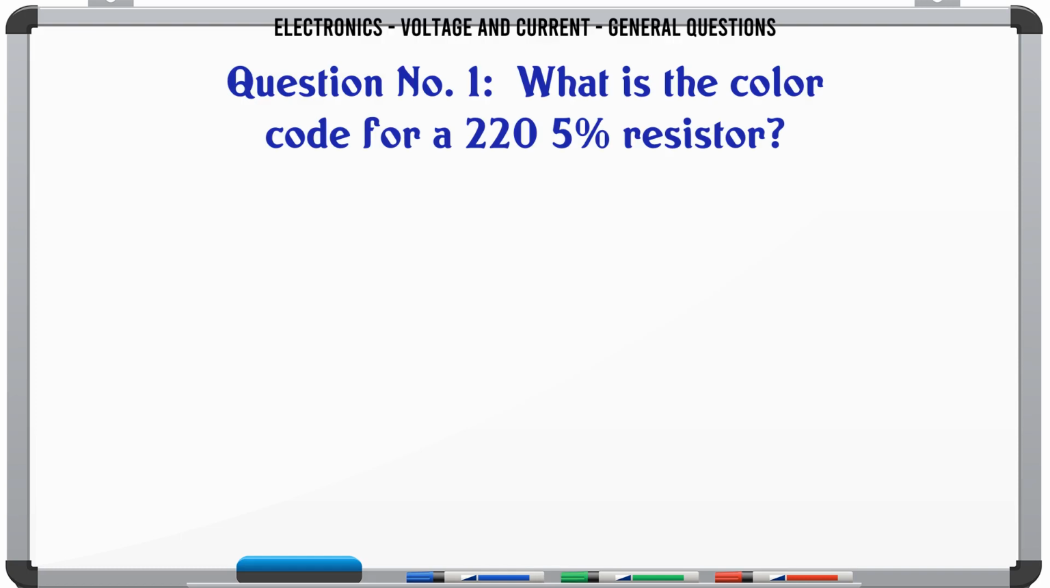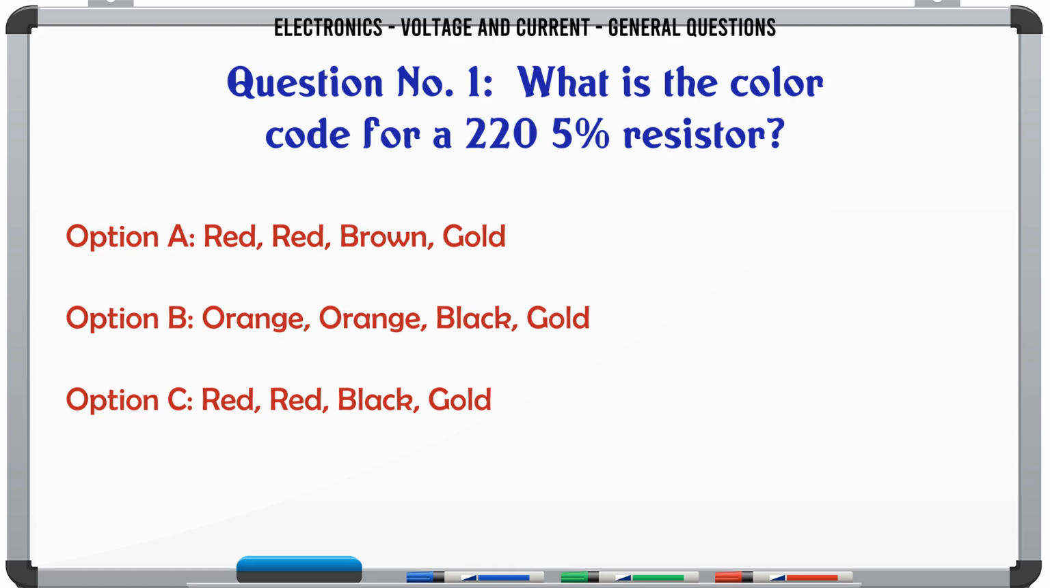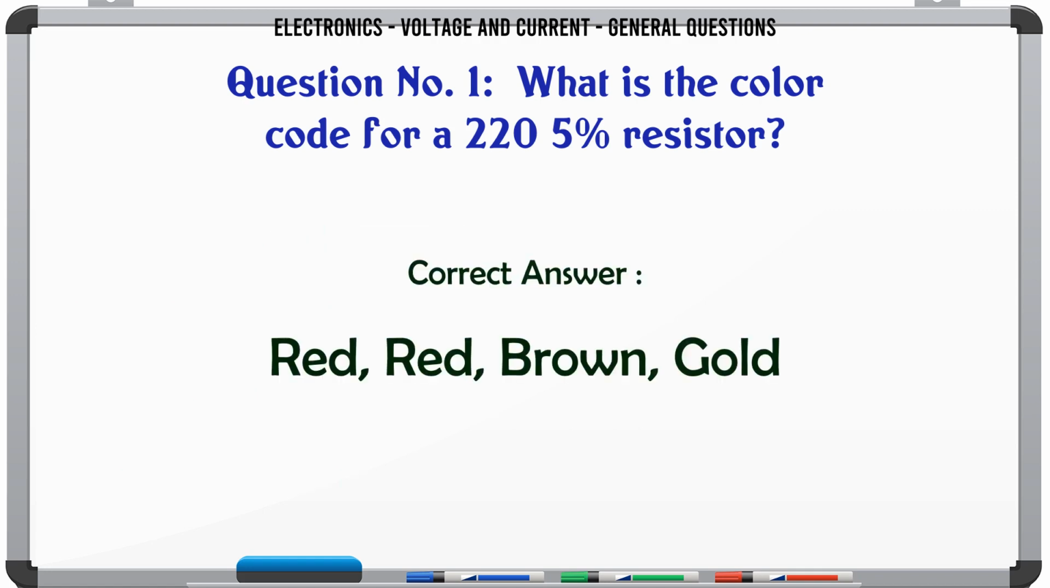What is the color code for a 225 resistor? A. Red brown gold. B. Orange black gold. C. Red black gold. D. Red brown silver. The correct answer is red brown gold.